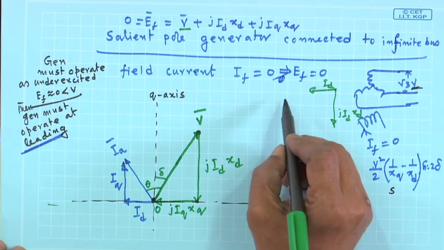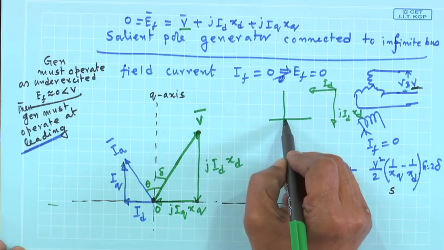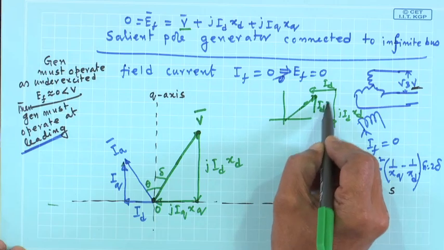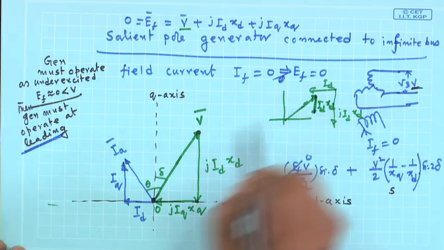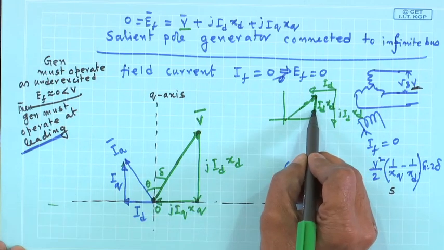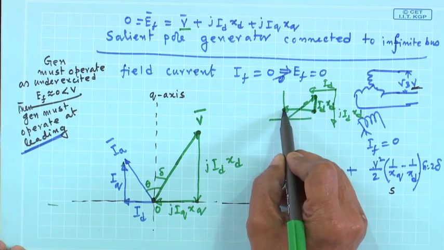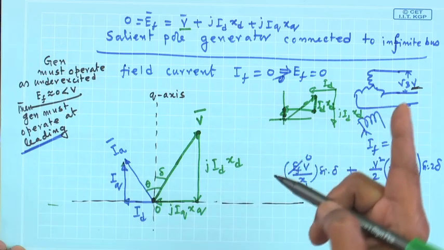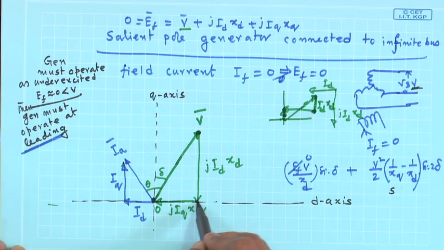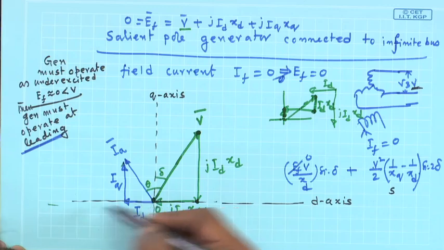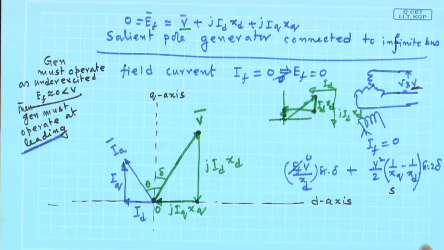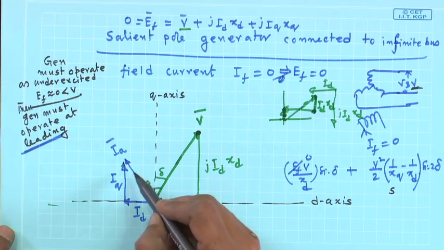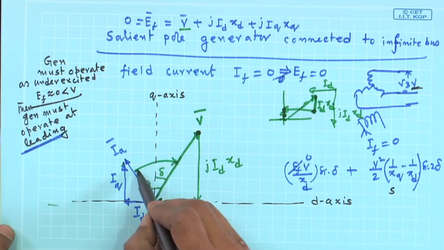I have not drawn it like this, this was V. I cannot stop the ID XD drawing up to this point, because then this and this j IQ XQ will give you some finite EF, but that EF has to be made 0. It can do so only if it comes up to the D axis, then j IQ XQ adds up, everything is in place: theta, delta, and this angle is psi, the internal power factor angle psi.